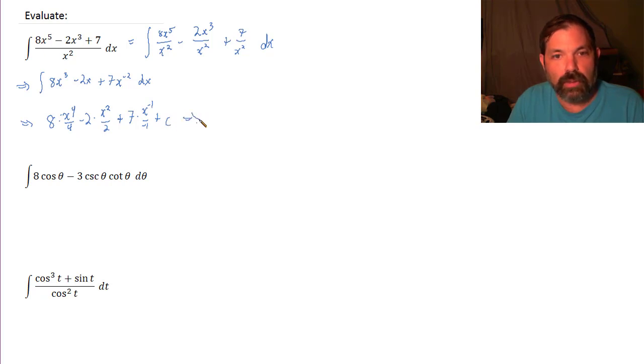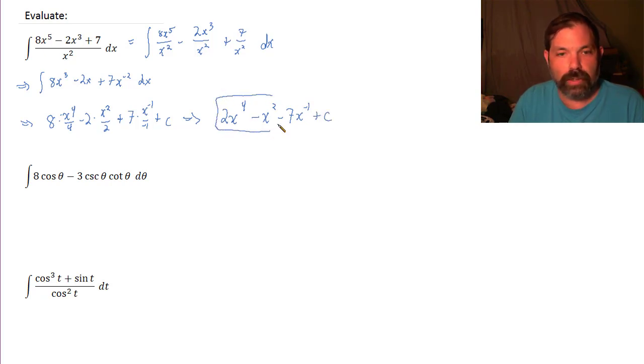And we clean this up a little bit. We get 2x to the 4th minus x squared minus 7x to the negative 1st plus a constant. So that's how I would write it.